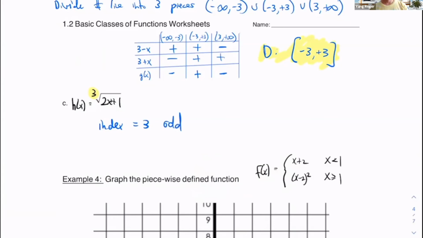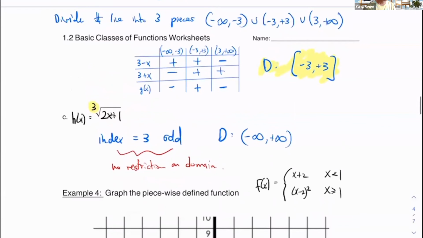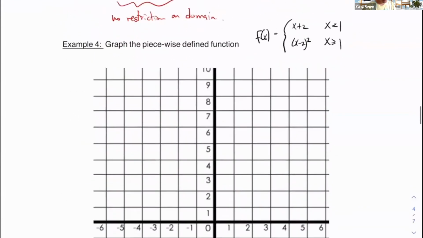So when you have an odd index, is there any restriction for the inside? There's not. So the domain just goes from negative infinity to positive infinity. This odd index means no restriction on domain. Make sense? So this is just sort of reminding us of what had happened last class. Okay. All right.